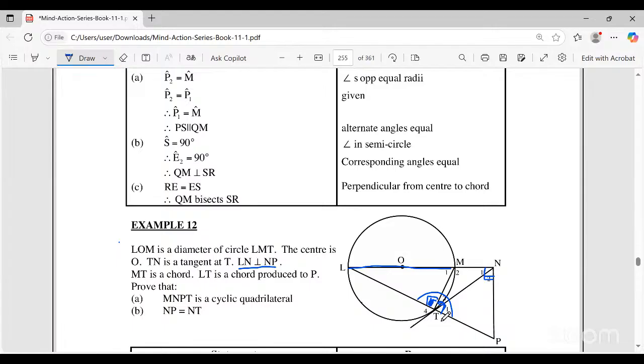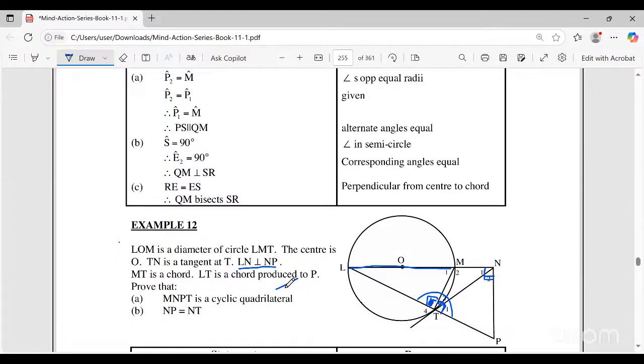Yes, sir. Then now you can come to the conclusion that this angle plus that angle is equal to 180 degrees, reason being opposite angles of a cyclic quad are supplementary. Then you are done with this part, just like that. Does it make sense, Naledi?